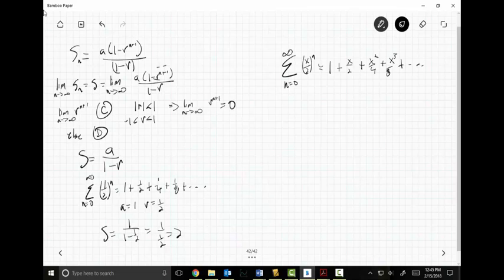Hey, wait a sec. Okay, a is 1, that's my first term. R is, what am I doing? x over 2. So s is equal to 1 over 1 minus x halves. Common denominator, this turns into 1 over (2 minus x) over 2, which is 2 over 2 minus x. Whoa, that's crazy. Now we've got to be careful. Remember, this is only true if the absolute value of x halves, which is my r, is less than 1, by the definition of a convergent infinite series.